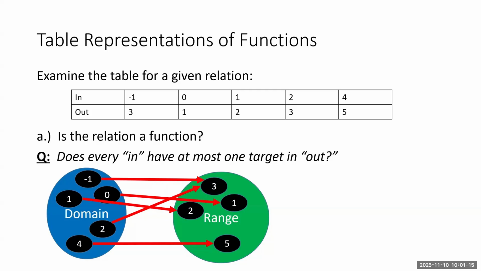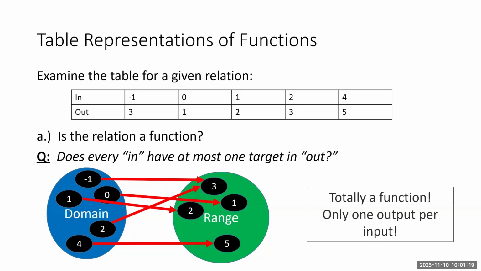Again, the question is, is the relation a function? Does every in have at most one target in out? This is totally a function. There's only one output per input.